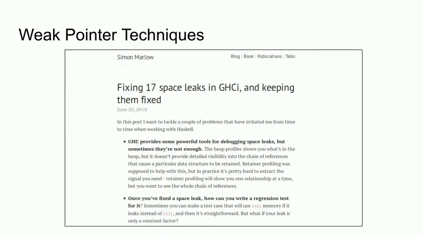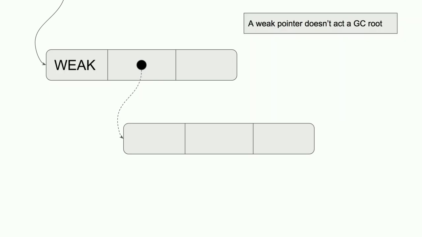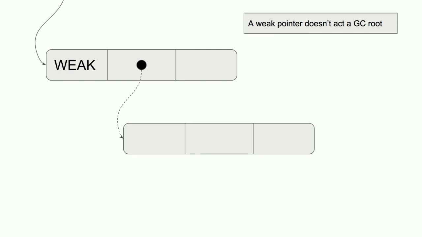Okay, another technique that people have used and hope to use more in the future, these weak pointer techniques. So Simon Marlow famously used these to find some space leaks in GHC. So the idea of a weak pointer is that it is not a route for garbage collection. So normally, if you have a pointer from one object to another, that means that the child object is not garbage collected because there's a reference. But a weak pointer points to another object, but does not count as a route for garbage collection.